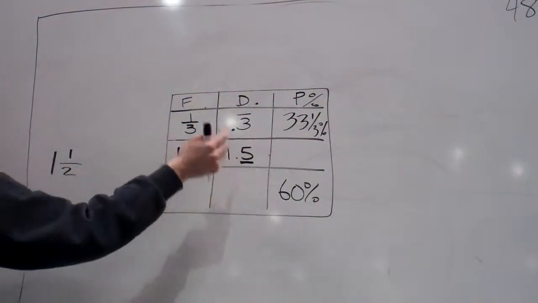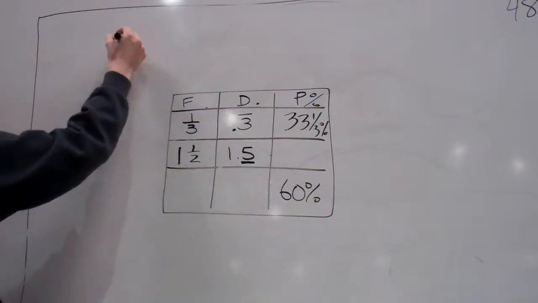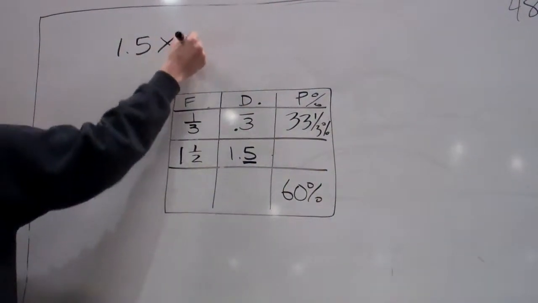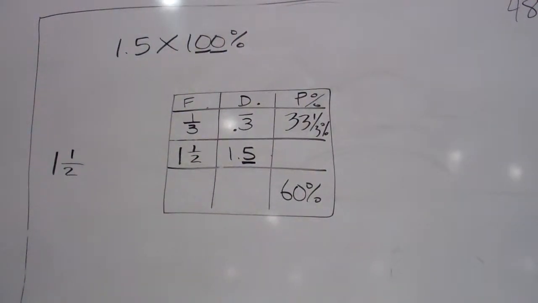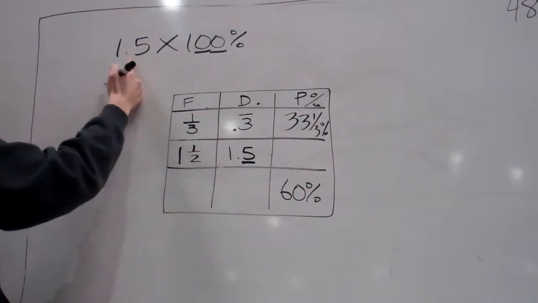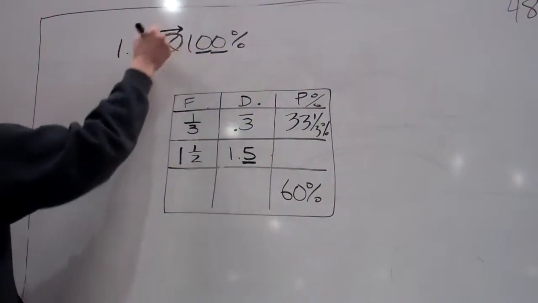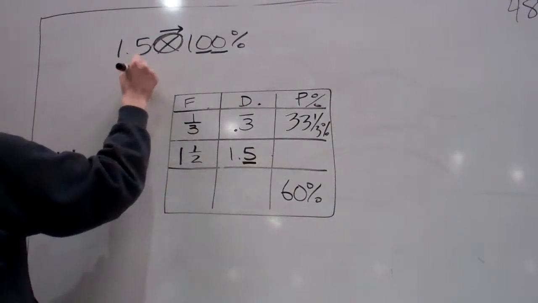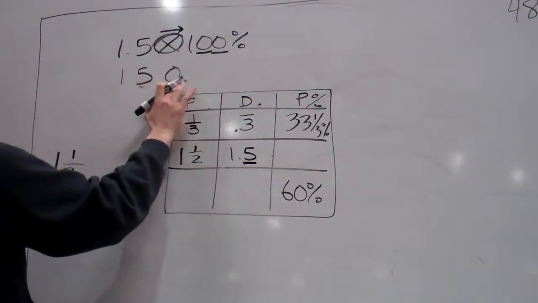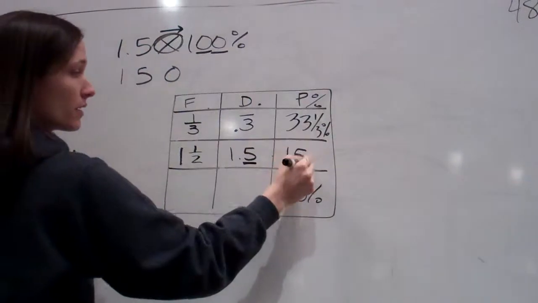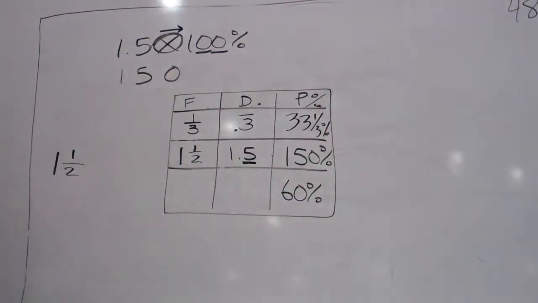I would take 1.5 because I'm not dealing with a repetition, so it makes it easier. 1.5 times 100%. And what do we do when we have 2 zeros? Move your decimal places to the right because we're multiplying. So 1.5 becomes 150 percent. Everybody understand? All right.